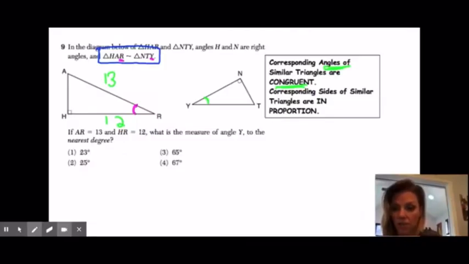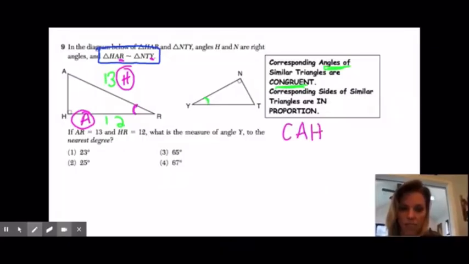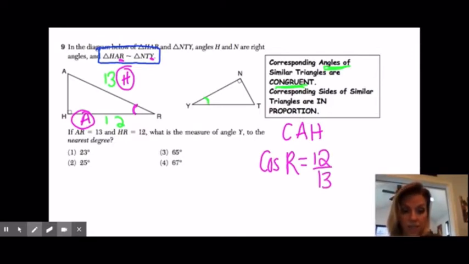This is SOHCAHTOA. If I'm looking at angle R in this first triangle, I'm going to label my sides. The 12 is adjacent. The 13 is the hypotenuse. A and H is cosine. Your formula says cosine of your angle. Well, I don't know my angle. It's cosine of angle R is what we're looking for, equals the adjacent side, which is 12, divided by the hypotenuse, which is 13. You're going to take out your graphing calculator or the app on your phone.